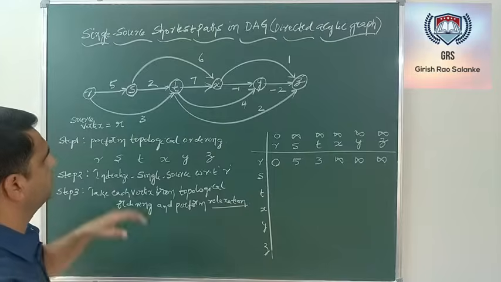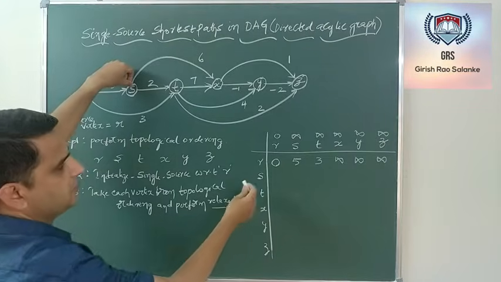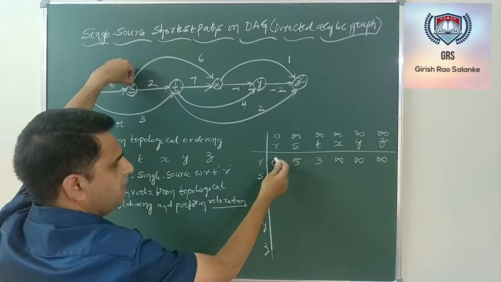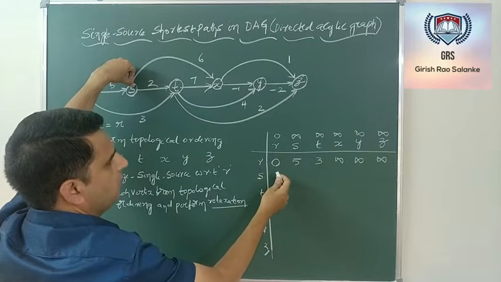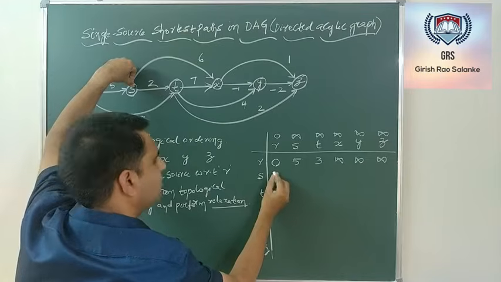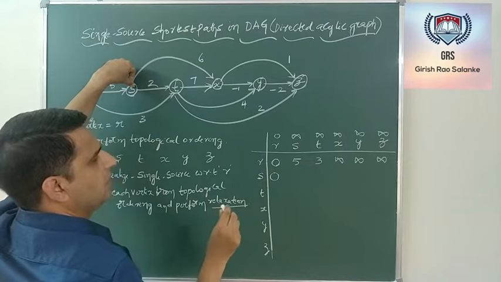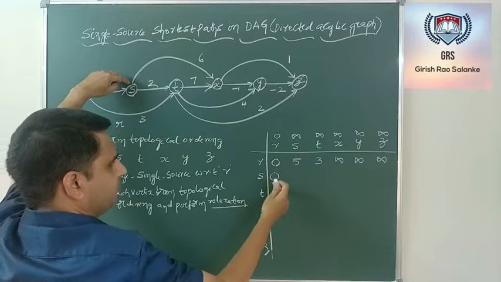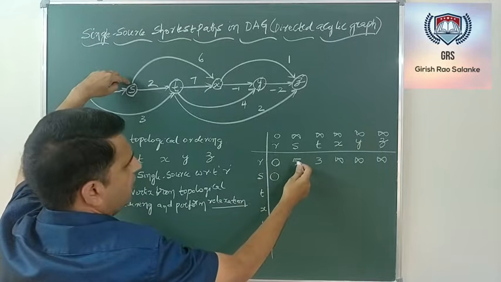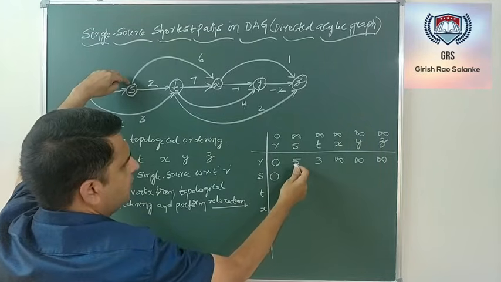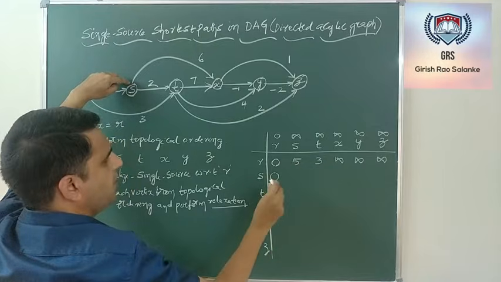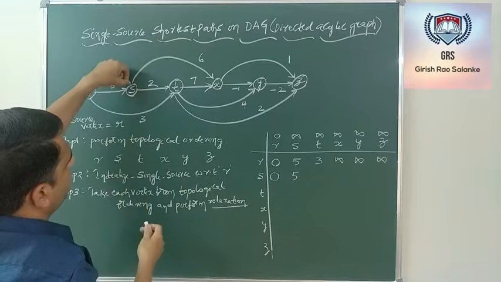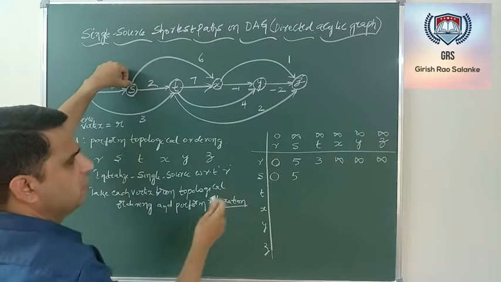Now I will go with respect to S. S with respect to R. Anyway, I know the shortest distance to R in the previous iteration itself was 0. Now this will be 0 only. Now from S to S, in the previous iteration it was 5. Now also in this iteration it will be 5 only, because S is having 5. So it will be 5.